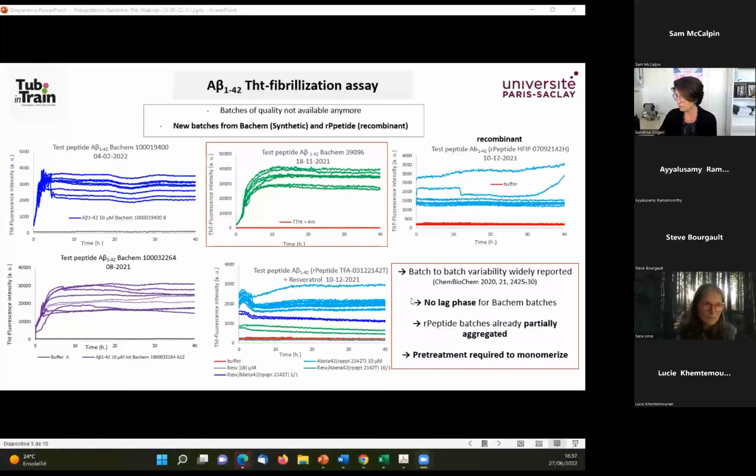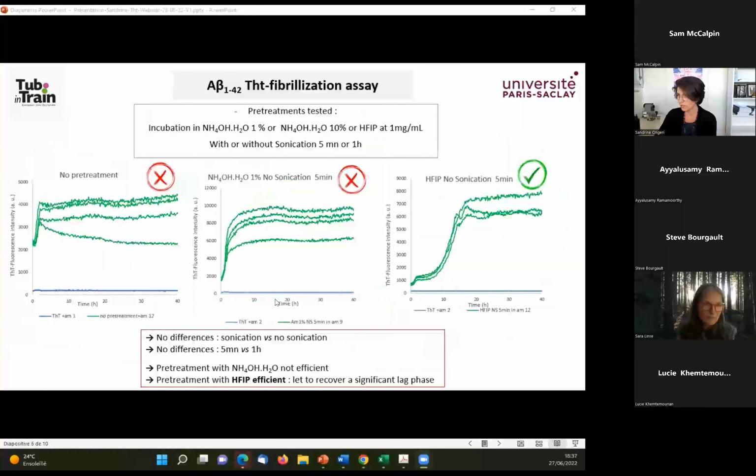So we tested different pre-treatments, no pretreatment, with ammonia or with HFIP, with or without sonication, and we observed that there is no difference between sonication versus no sonication at 5 minutes or 1 hour. The pretreatment that was used before by us with the other batches was no longer efficient, and only HFIP allowed us to recover a longer lag phase.